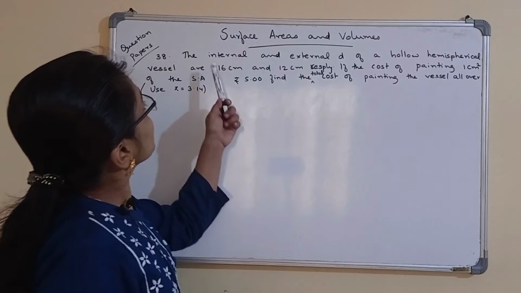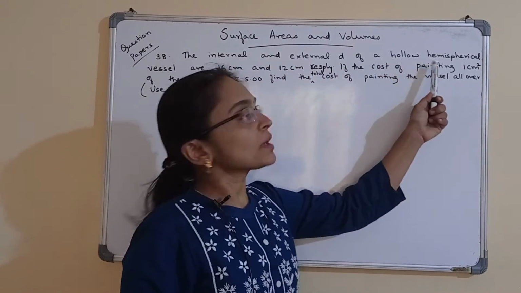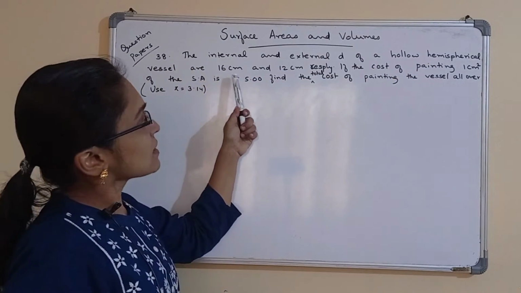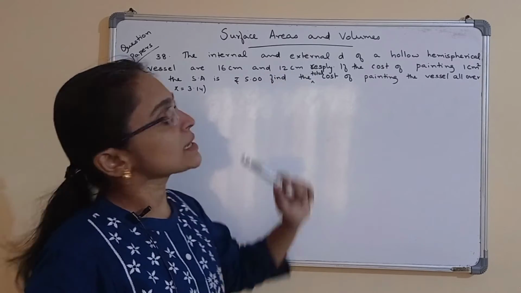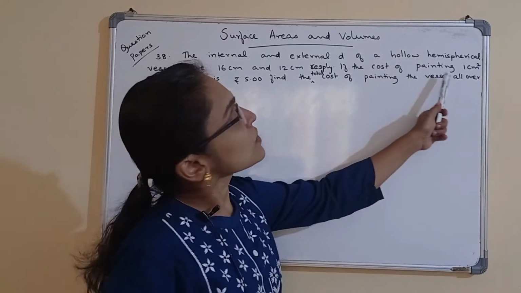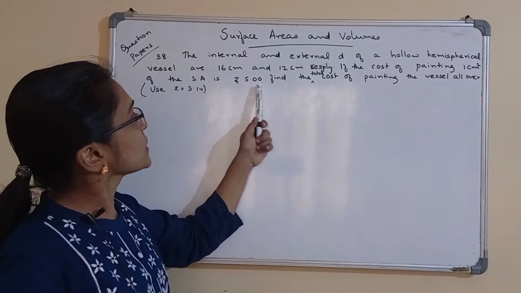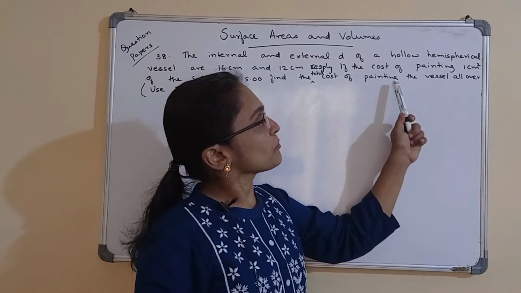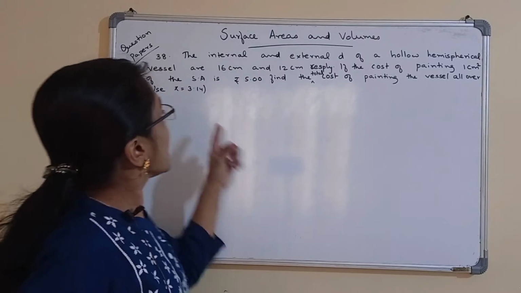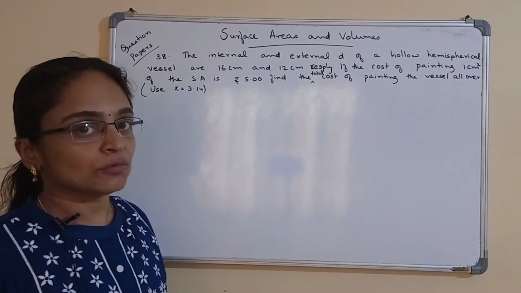Next one, the internal and external diameter of a hollow hemispherical vessel are 16 cm and 12 cm respectively. If the cost of painting 1 cm square of the surface area is 5 rupees, find the total cost of painting the vessel all over and use pi equal to 3.14.